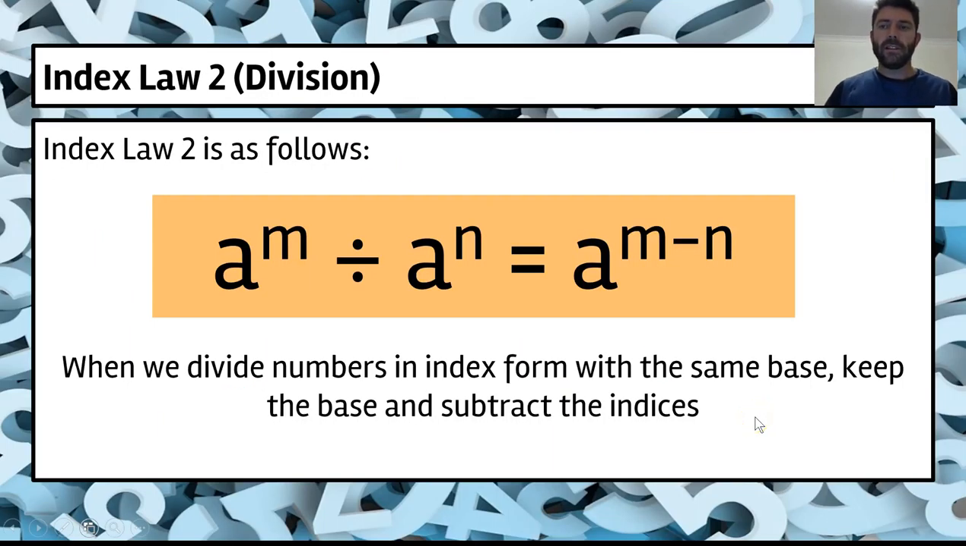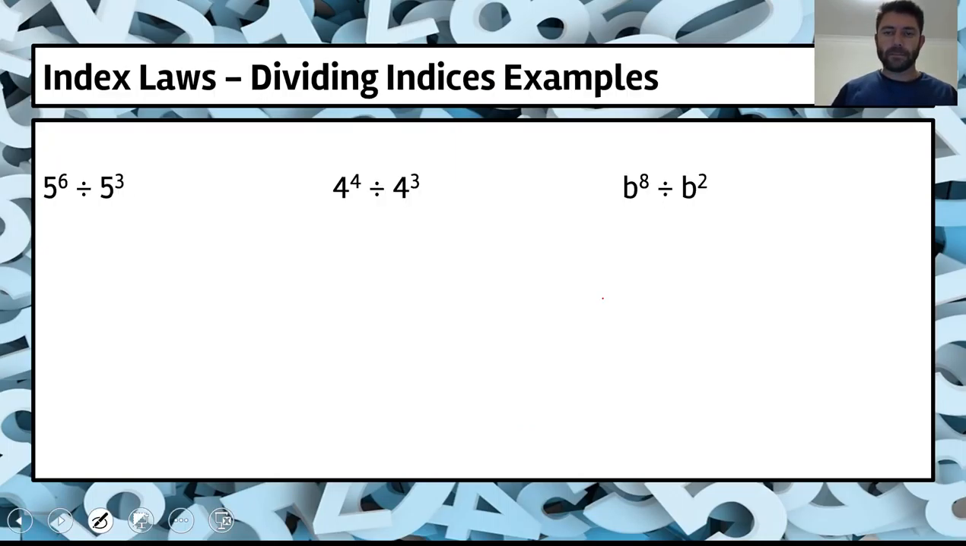So this is our division law, index law 2, where we have a to the m divided by a to the n equals a to the m minus n. So we saw, like in the previous one, when we divide numbers in index form with the same base, we keep the base and now we subtract the indices. So you can see here, we subtract the indices and we keep the base. All right, let's have a look at these examples.